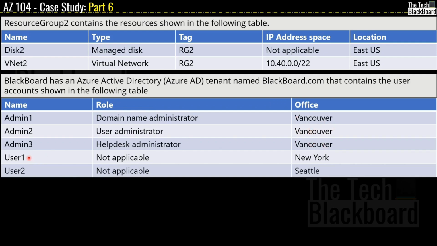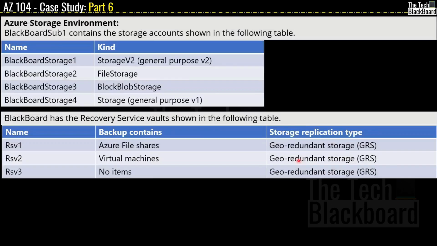Then we have user 1 and user 2. The role is not applicable. Office location is New York and Seattle respectively. Moving ahead, we have details on Azure storage environment. It says Blackboard Sub 1 contains the storage accounts shown in the following table. Here we have 4 storage accounts: Blackboard Storage 1, Storage 2, Storage 3 and Storage 4.